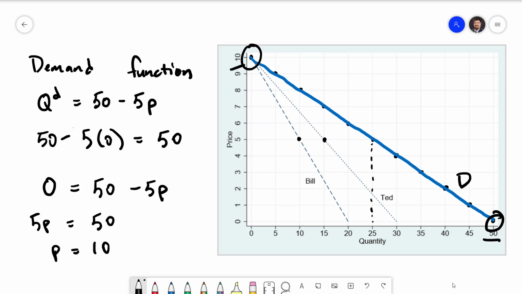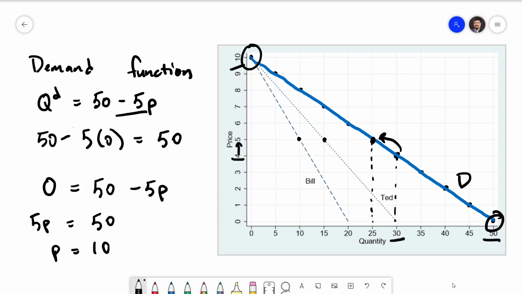We can also see here that the slope of our demand function is negative 5. That means that every increase of the price by 1, the quantity demanded goes down by 5. For example, let's just say we had a price of 4. We can see that the corresponding quantity here is 30. If the price were to go up by 1, from 4 to 5, what happens to the quantity moving from this point to this point? Well, it goes down by 5.